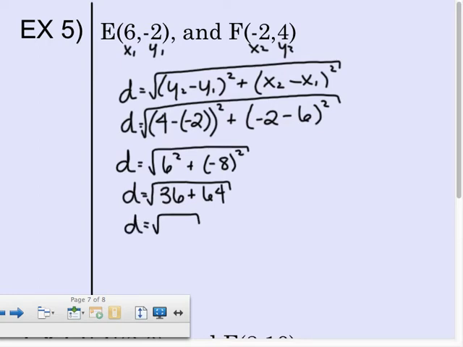So under the radical we should have the square root of 100, which we know is a perfect square, so my final answer is 10. The distance between E and F should be 10 units.